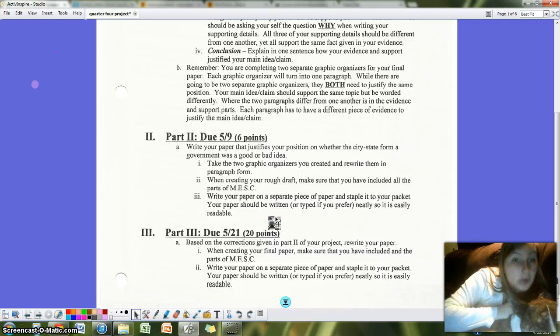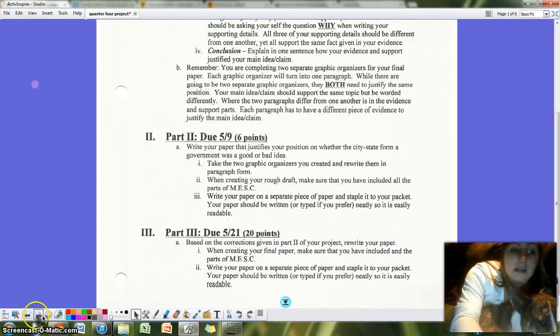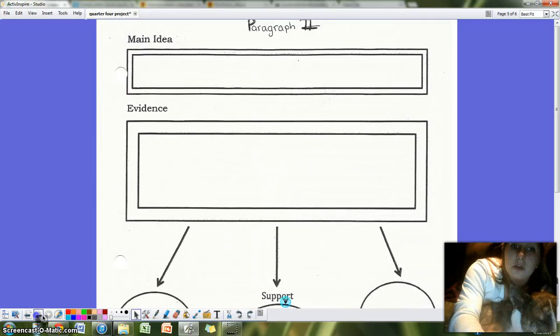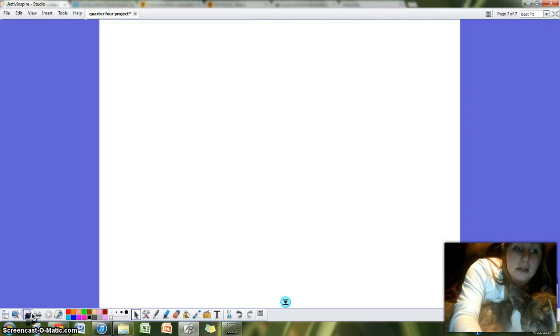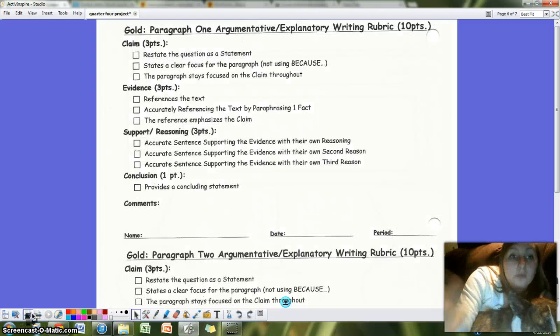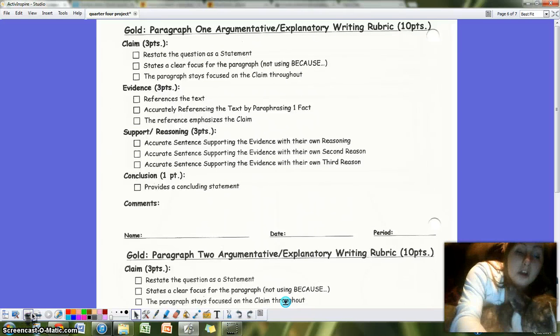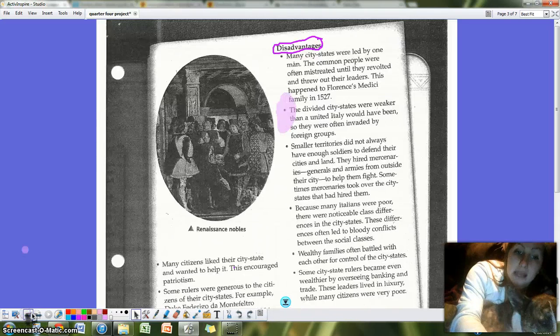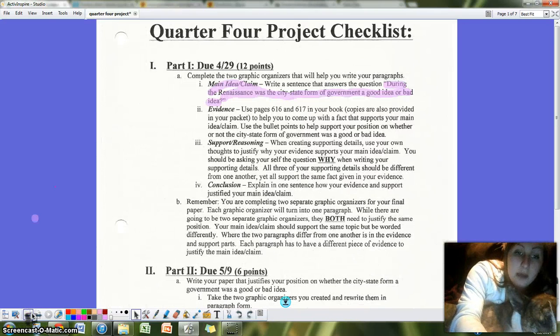Part 3 of your project is very similar to part 2, but this is your final draft, and that is due on May 21st, and that's going to be worth 20 points. I am going to grade it just like I graded the rough draft, and I'm going to look again at the rubric that's on the very last page of your project. So make sure, once again, that you're referencing that rubric to help you out.